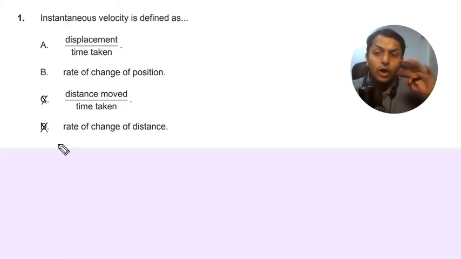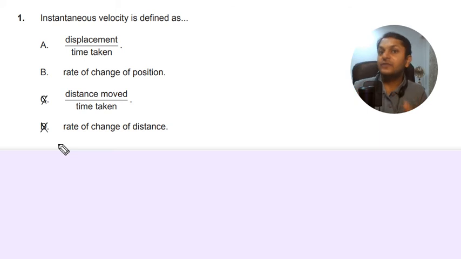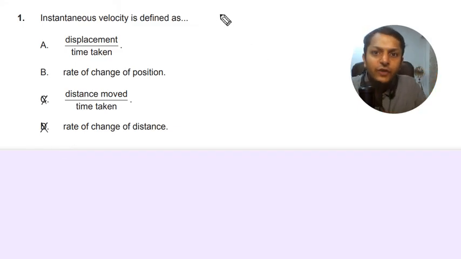Now these two options, A and B, actually both of them are correct. But in such a scenario, we have to pick the one which is more correct, which defines more features. So although both of them are right, we have to go for the better answer from these two. Let's see. First of all, how is velocity defined?